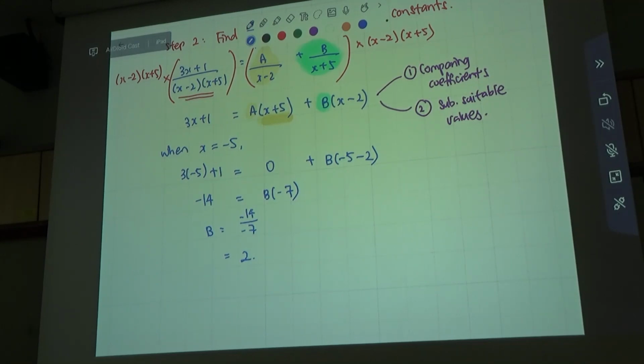Personally, I prefer to do substitution of suitable values first. Then when I really cannot do it anymore, I will do comparing coefficients. So my priority in my choice of method, maybe I'll rename this, number 1 to me. Number 2 is comparing coefficients. Because creating 0 makes calculation much easier, right?